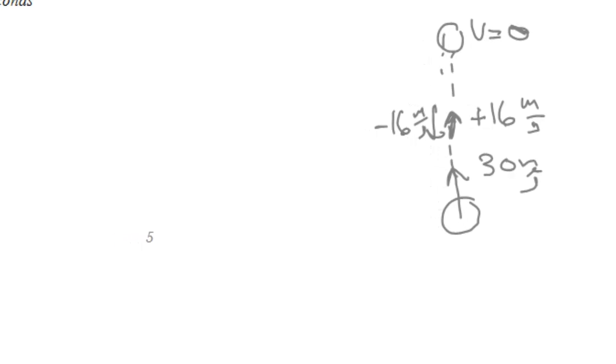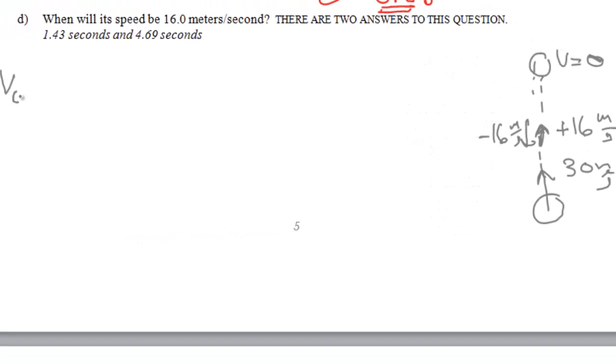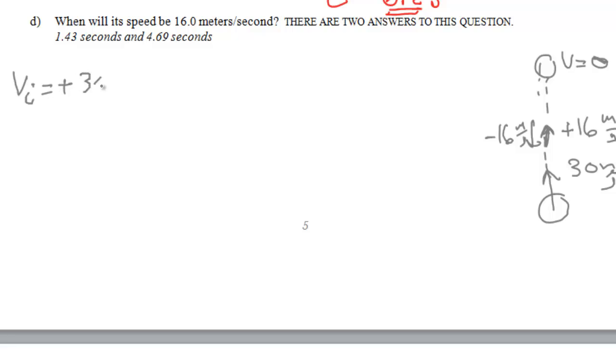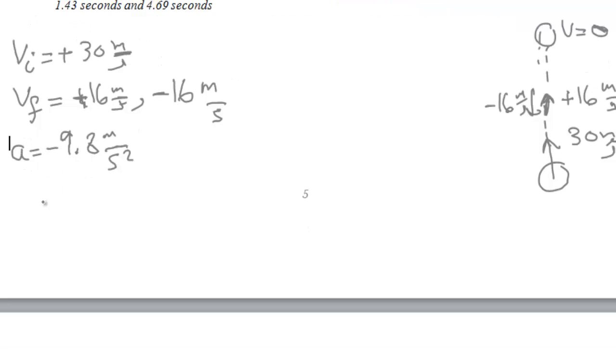Okay, so let's go and write down what we are given here. V initial is still positive 30 meters per second. Now V final, we have two possibilities. We have positive 16 meters per second and also negative 16 meters per second. So we need to solve for both of them. And what else do we have? Of course, the acceleration is negative 9.8, and we don't have any information about the displacement, and we are asked to find the time. So we need to look for an equation that does not have displacement, since displacement is not given. This equation has to have time.